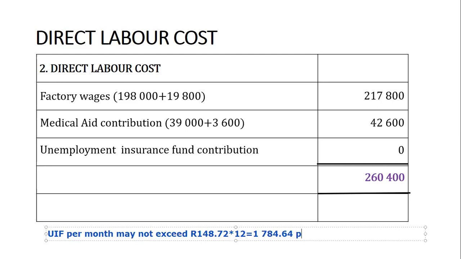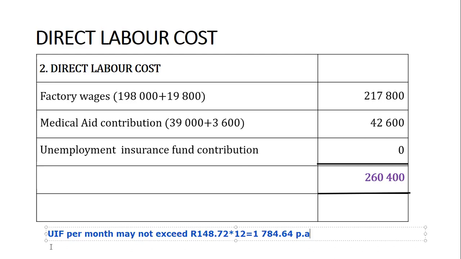So let's say your UIF is around 2,000 Rand. You will only record 1,784.64 unless the question tells you that you must ignore the limit. We good? How about if your UIF is below this amount?